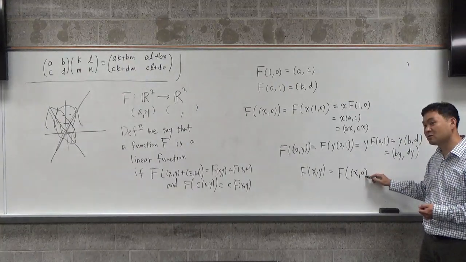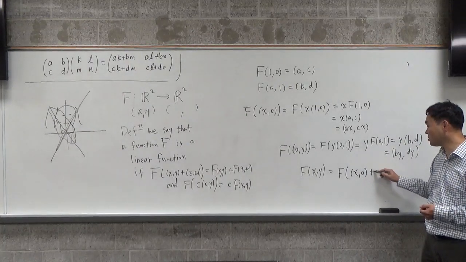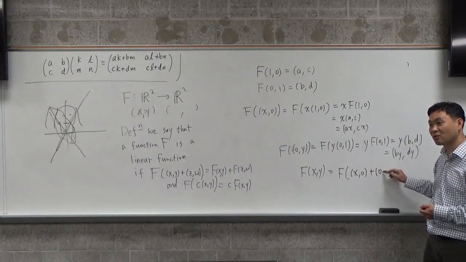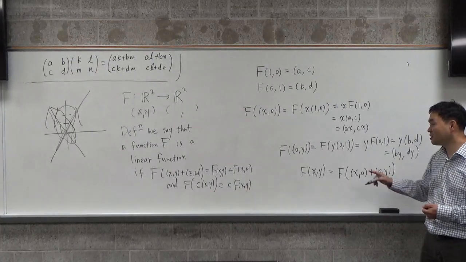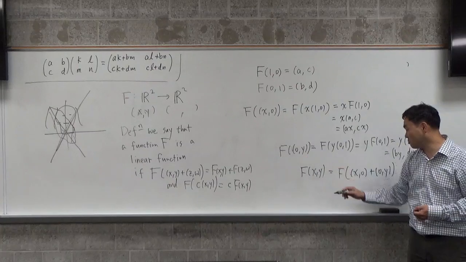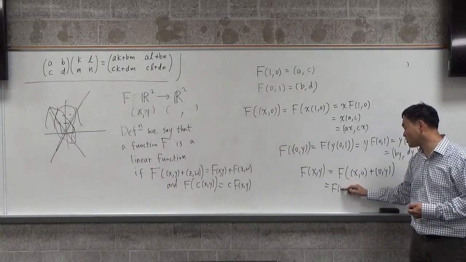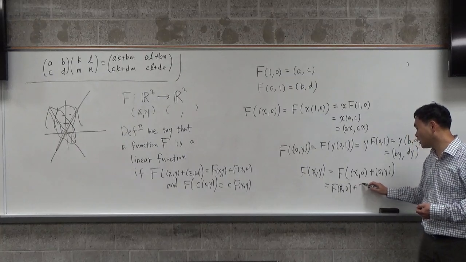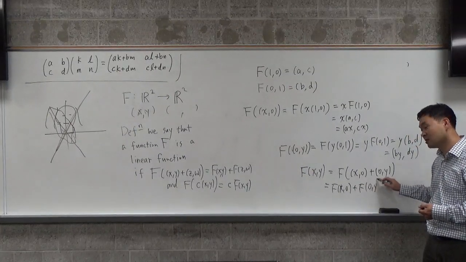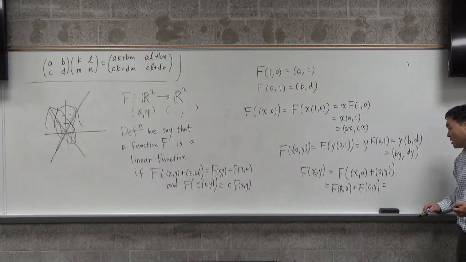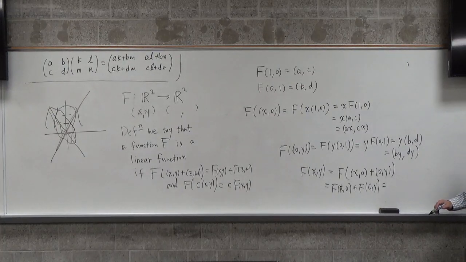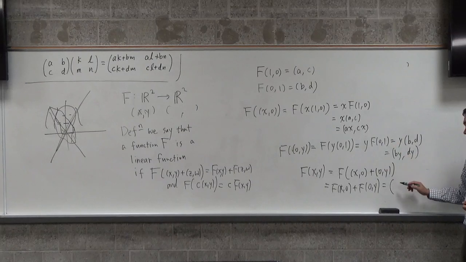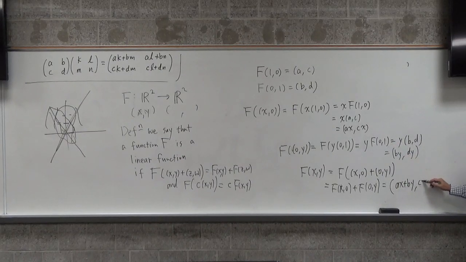X comma 0 plus 0 comma y, which according to being linear, it means that it's f of x0 and f of 0y, right? So what's that? I already know these formulas. It's going to be this plus this, which means it's ax plus by, cx plus dy.